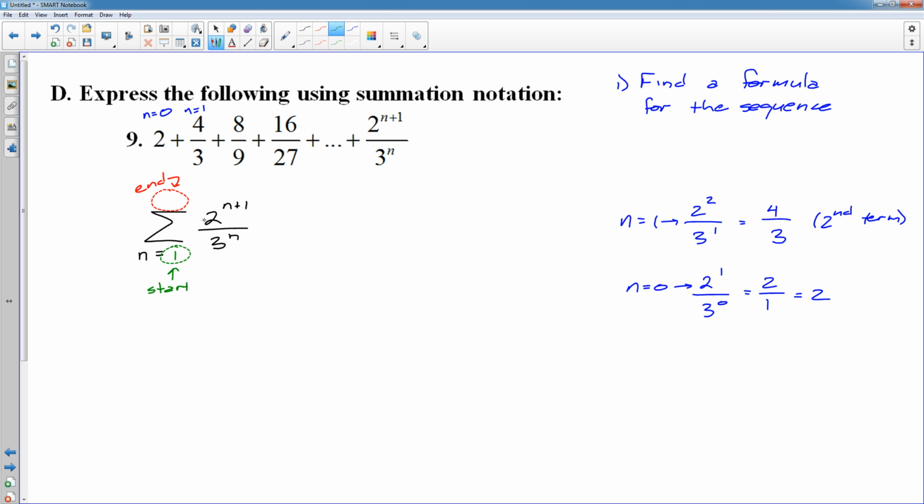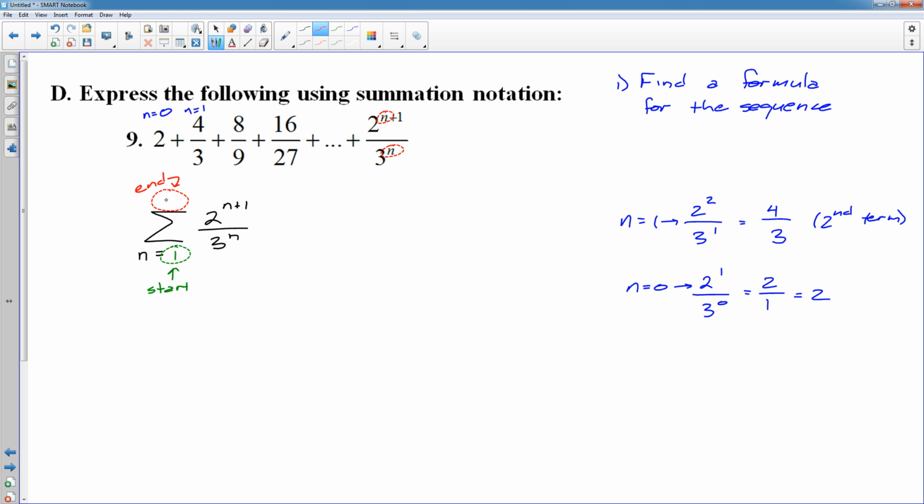All right. And then the tricky part for this one, and I kind of think it's a bad problem. I wish I hadn't done n plus 1. I wish I put like 8 plus 1 or something like that. But I don't end at a number. The very last term is 2 to the n plus 1 over 3 to the n. So the very last thing I plugged in is actually the letter n.